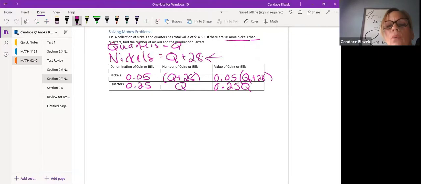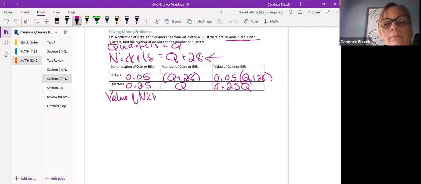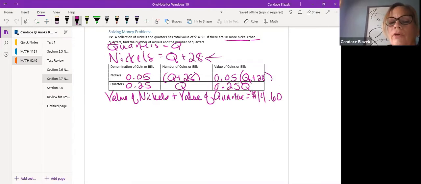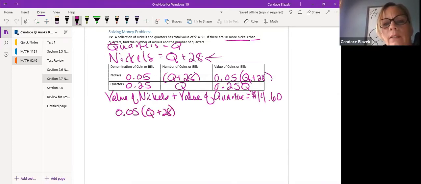Now we have to set up our equation. I know that if I add the value of nickels plus the value of quarters, that's going to give me my total value of $14.60. So let's substitute from the chart. My value of nickels is 0.05 times (Q plus 28). My value of quarters is 0.25 times Q.